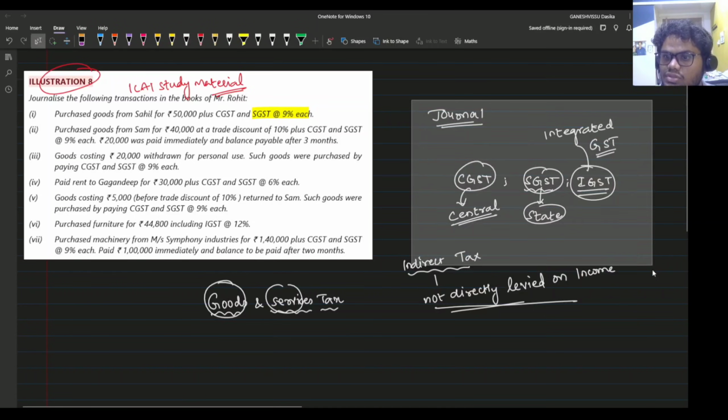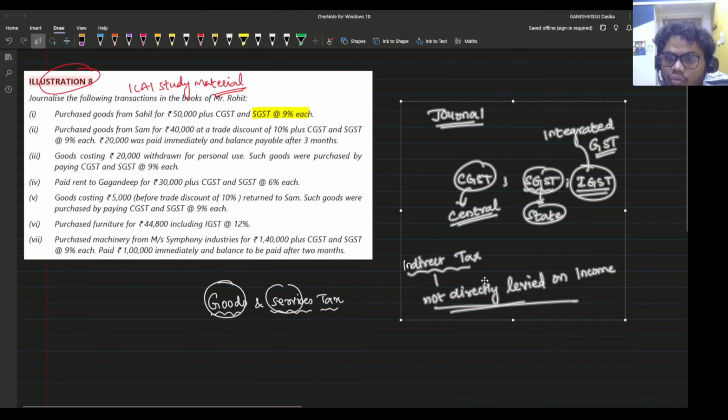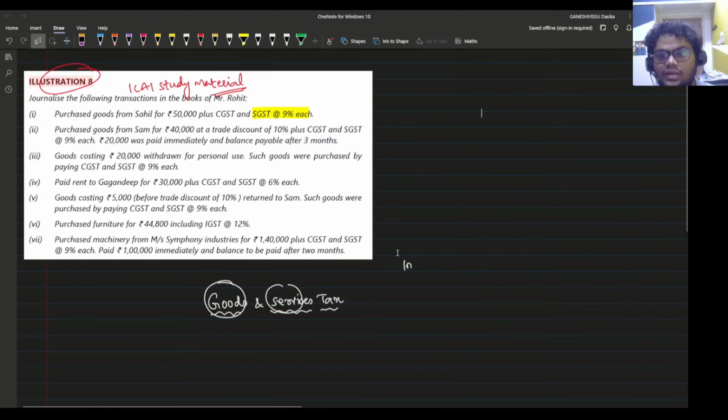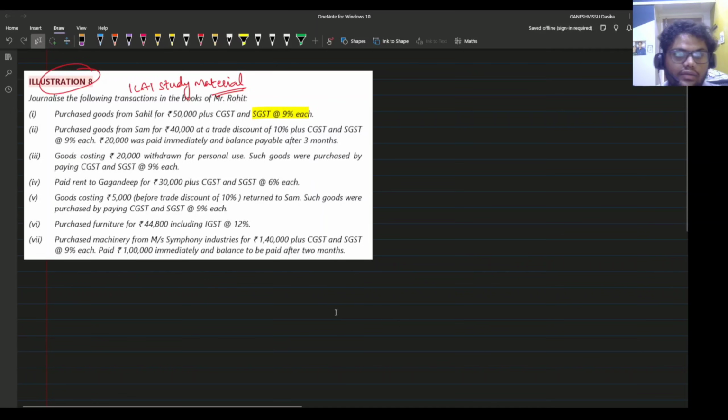So now let us go for this problem: how do we write journal entries for goods and services tax? While writing the journal entries, I'll also explain how to calculate it. And of course, by reading the question itself, you will understand what to do and what not to do also. Okay, let us go. Let us see the question first.